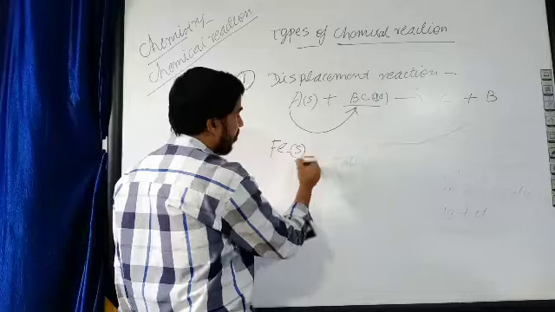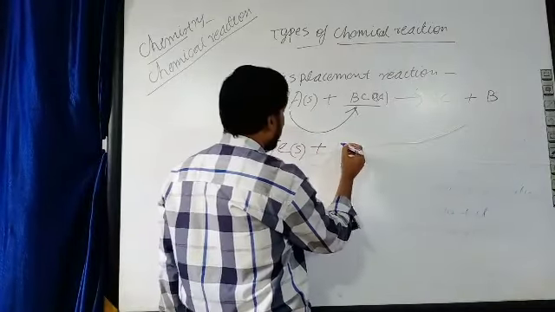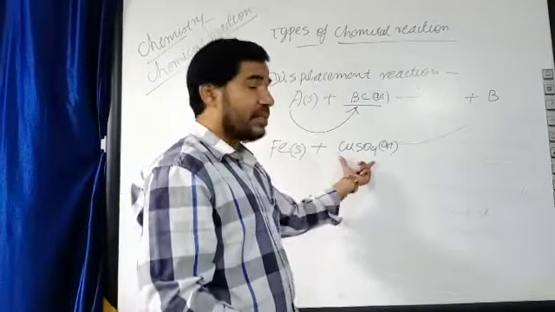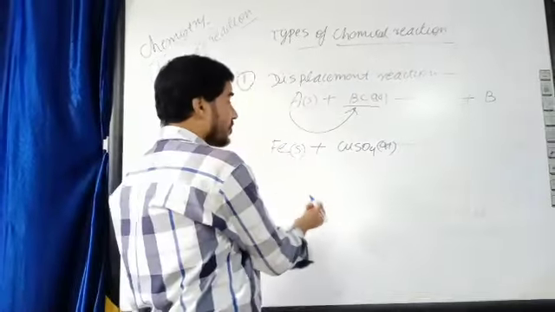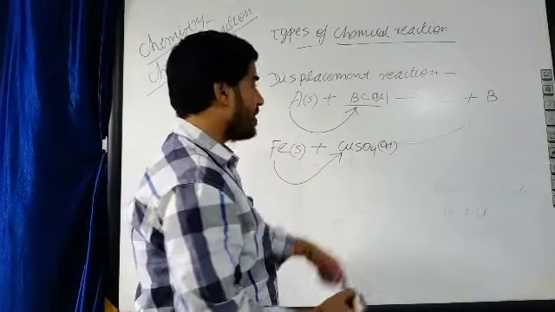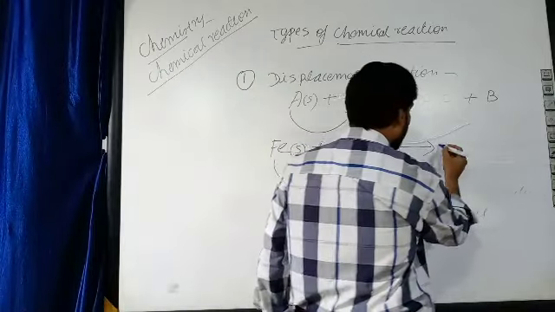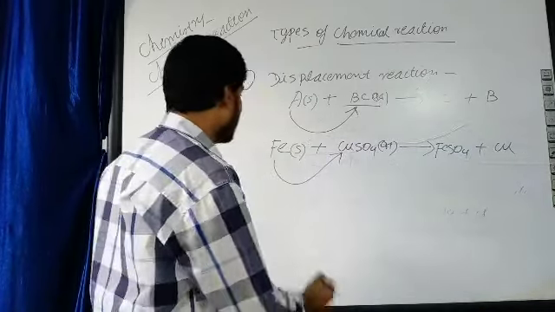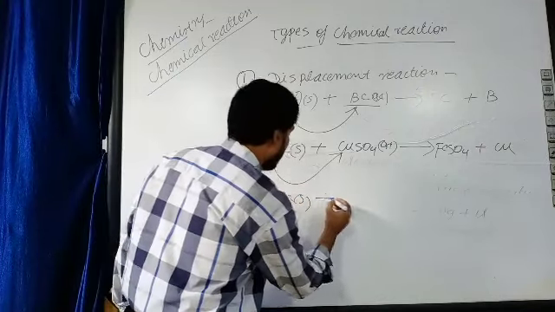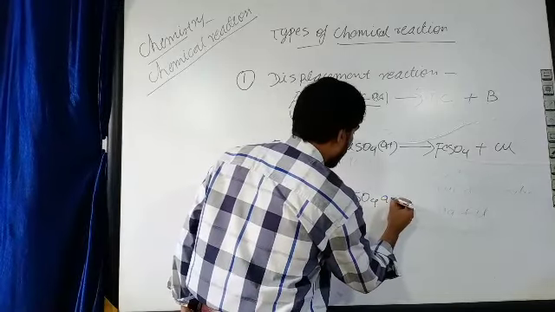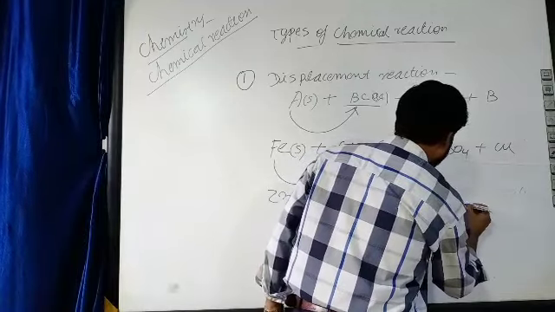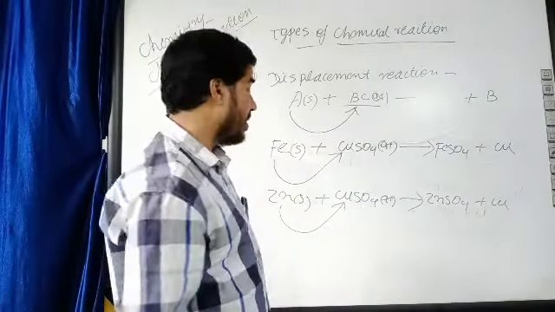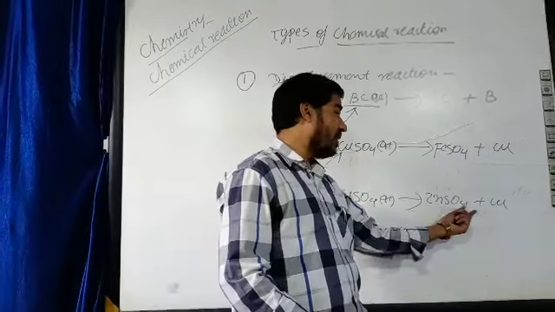Suppose that iron is present in the form of a solid and in the form of an element. When it reacts with copper sulfate aqueous solution, copper sulfate is present in the form of a compound, and iron is present in the form of an element. Since iron is more reactive than copper, it will displace the copper, and on reaction with sulfate, it will give FeSO4, and copper will be displaced here. Some more examples we can take. Suppose that zinc, when it reacts with copper sulfate aqueous, then it will give zinc sulfate, ZnSO4, plus copper. Since zinc is more reactive than copper, it will displace the copper from copper sulfate, and after reaction with sulfate, it will give zinc sulfate, and copper will be displaced here.